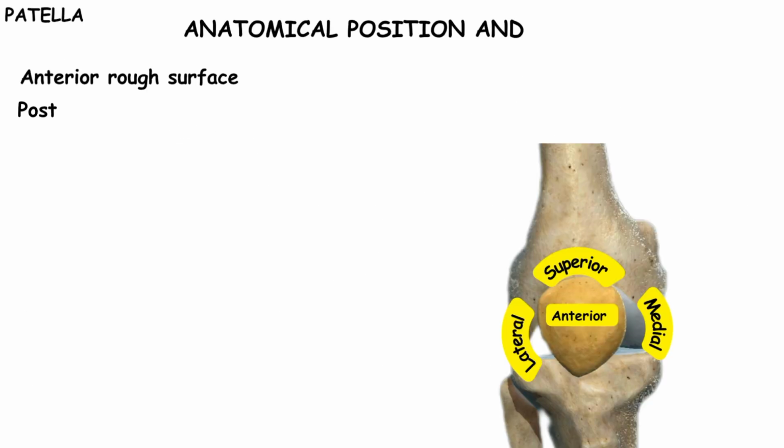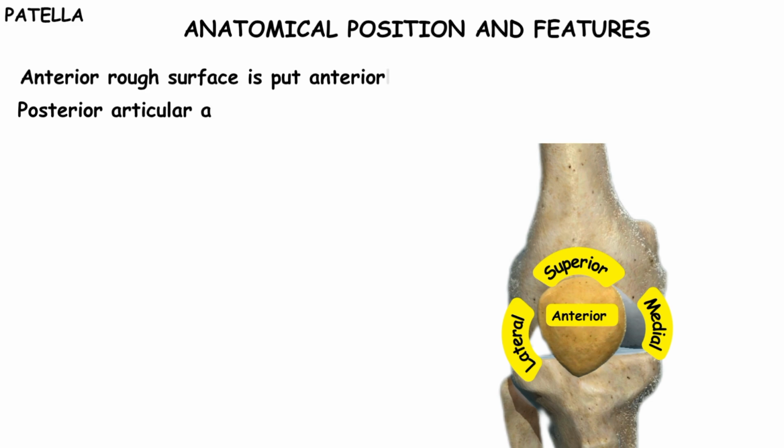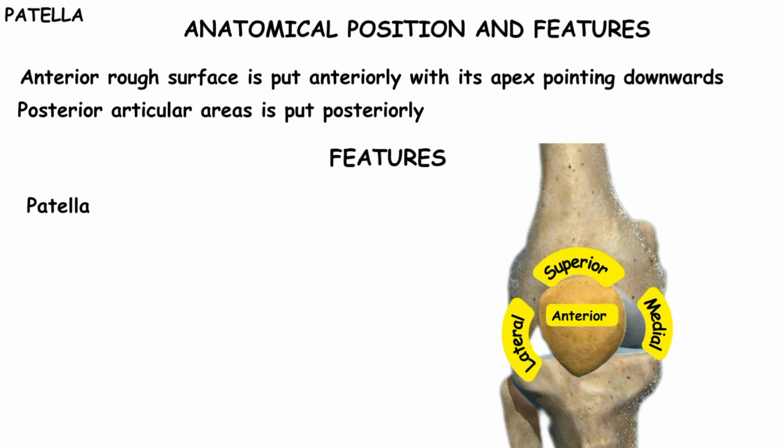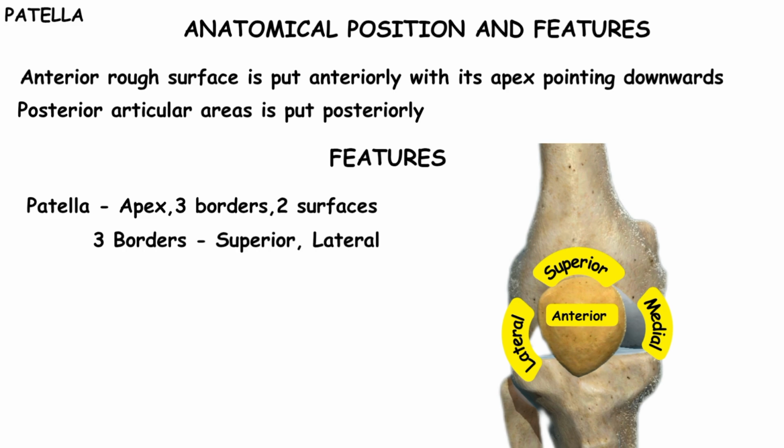Anatomical position and features. Anterior rough surface is put anteriorly with its apex pointing downwards. Posterior articular area is put posteriorly. Features. Patella has apex, 3 borders, 2 surfaces. 3 borders consist of superior, lateral, medial. 2 surfaces consist of anterior and posterior.